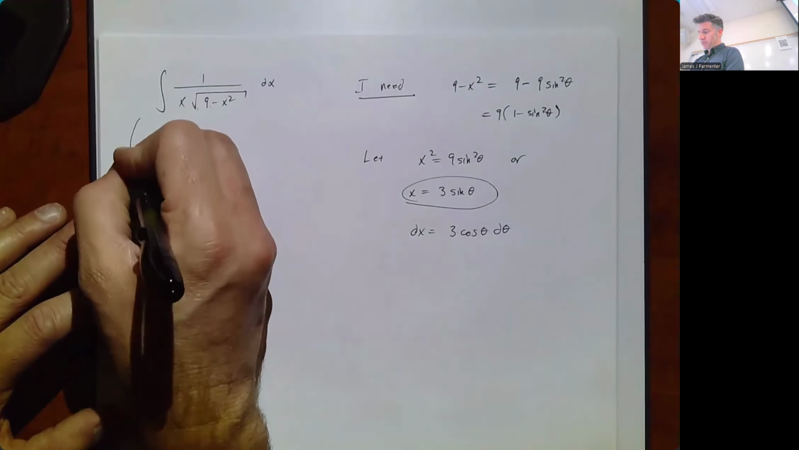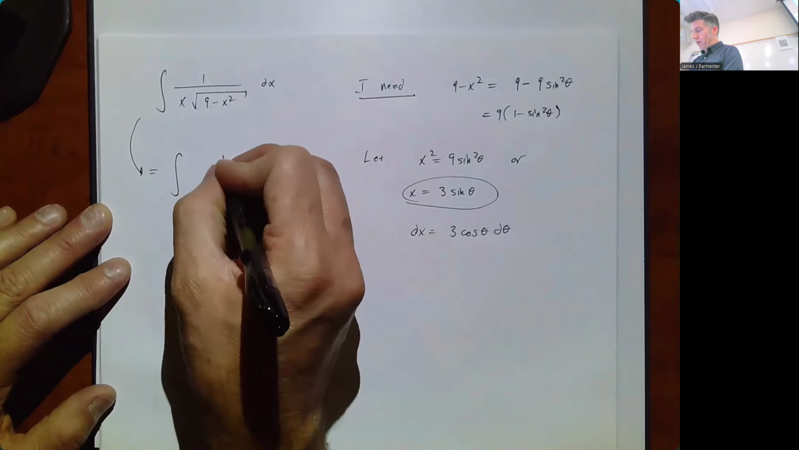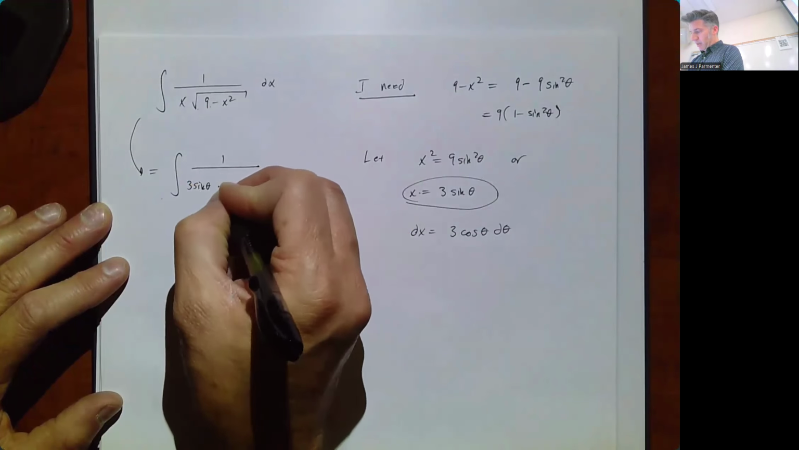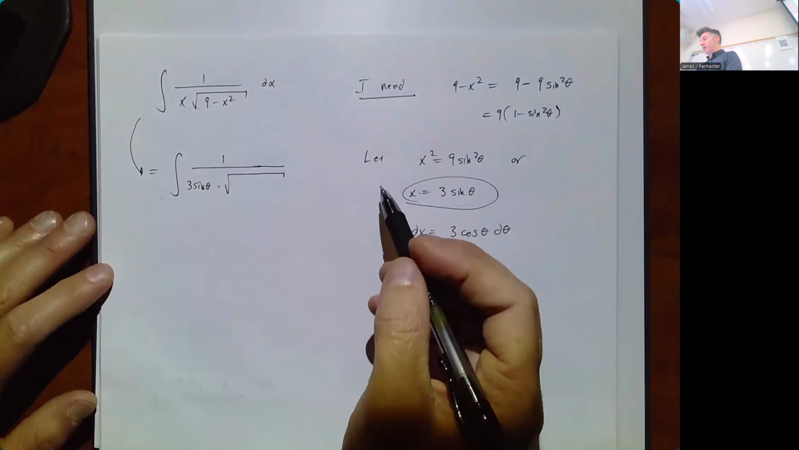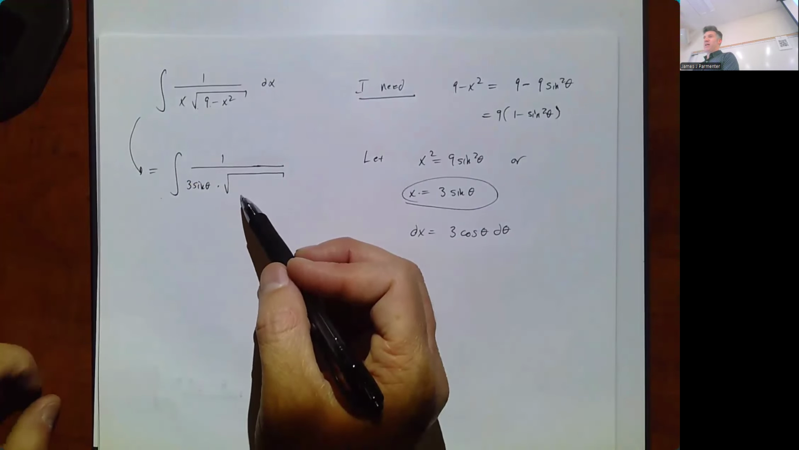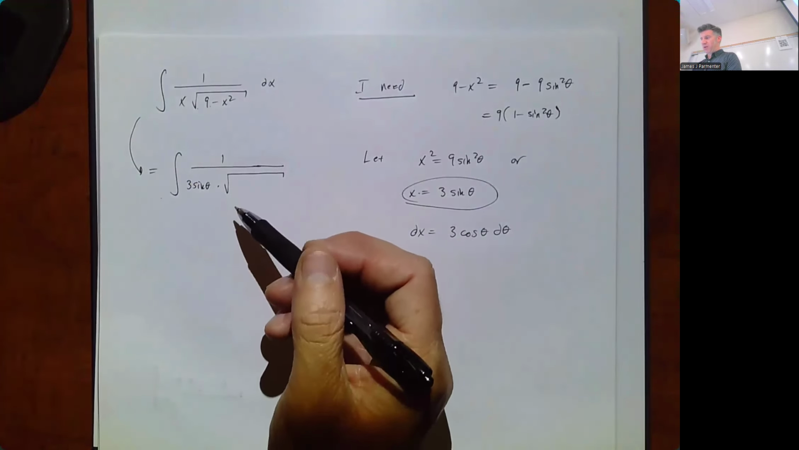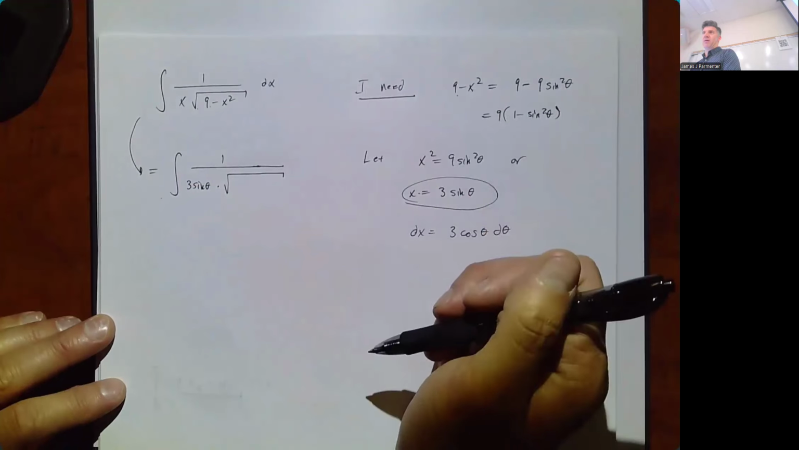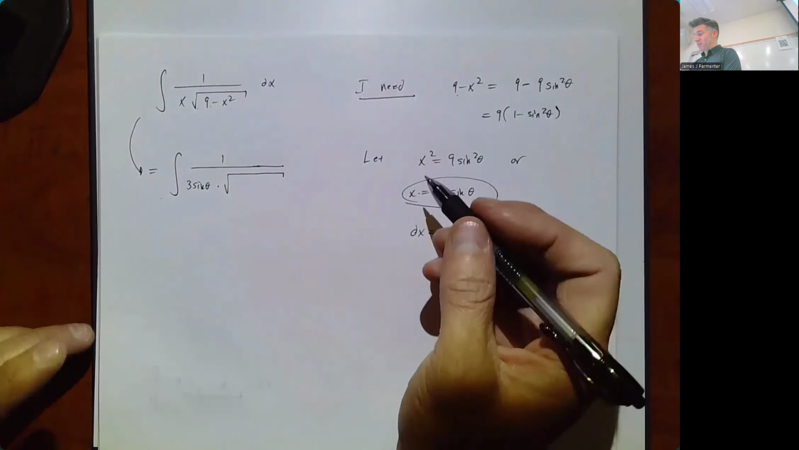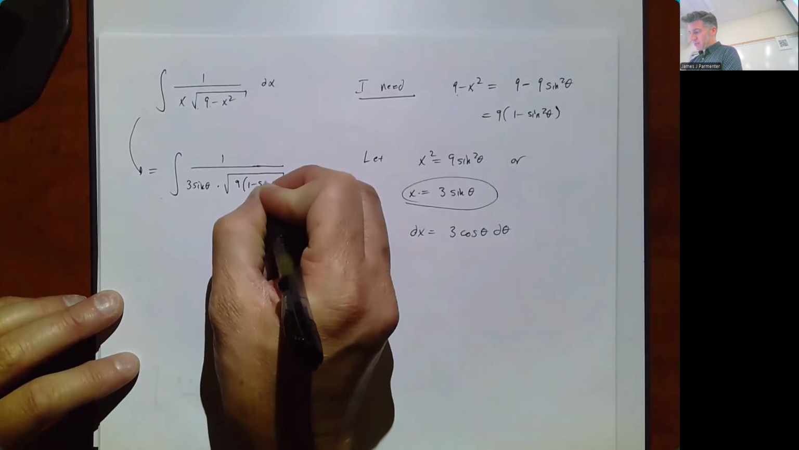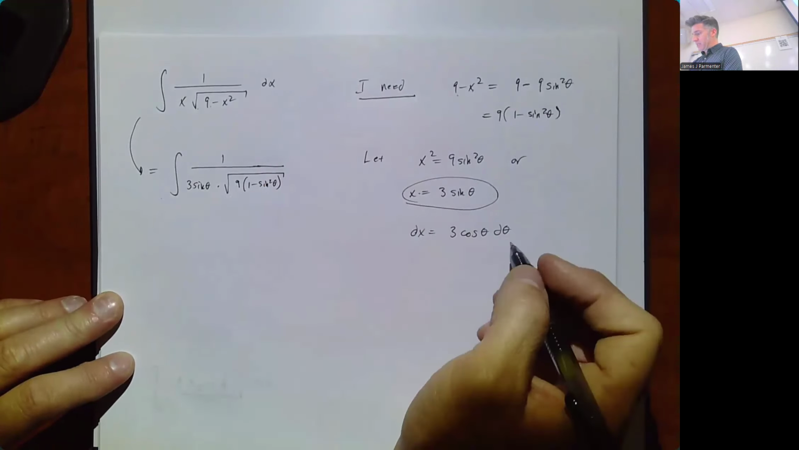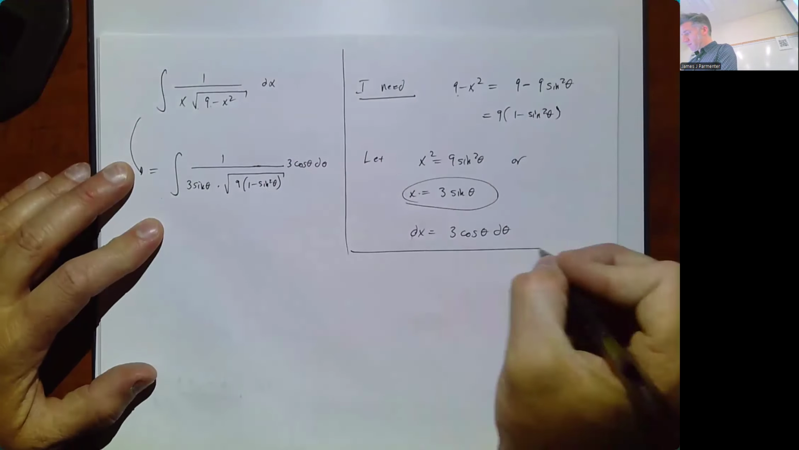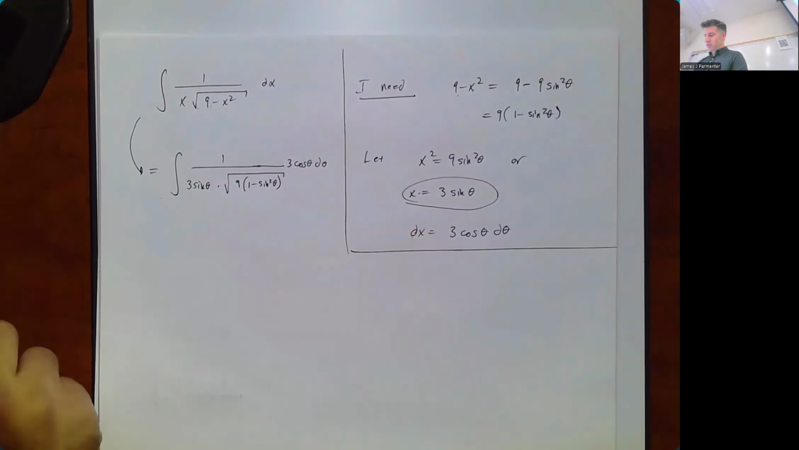So then we're going to rewrite the integral. It's going to be the integral of 1 over my x, which is 3 times sine theta, times the square root of 9 minus x squared. So you can just write the square root of 9 minus (3 sine theta) quantity squared. We've kind of done the work already, right? I literally have written here 9 minus x squared equals 9 times 1 minus sine squared. I might as well just write that if I already know that. And then my dx is 3 cosine theta d theta. Let's cancel those 3's.